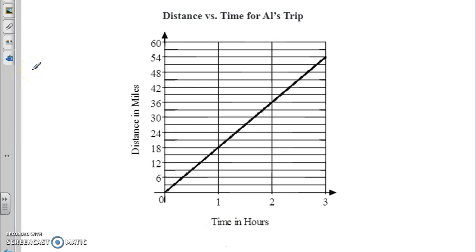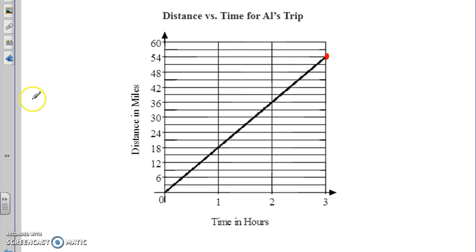Okay, so the first question is, Al is an avid cyclist. On a recent ride in the country, he traveled at a constant speed throughout the trip, and then use the graph to answer the questions. So the very first question is, how far did Al travel in 3 hours? So from 0 to 3 hours, at 3 hours, Al was at 54 miles. So your sentence would say, Al traveled 54 miles in 3 hours.